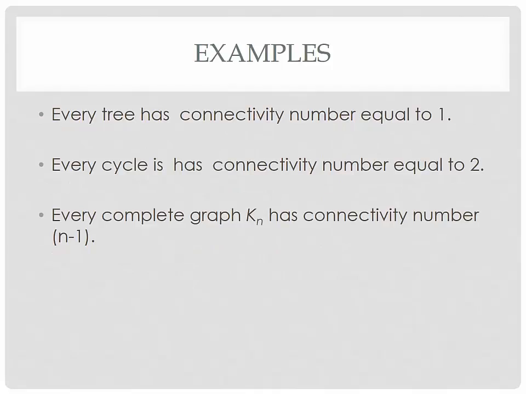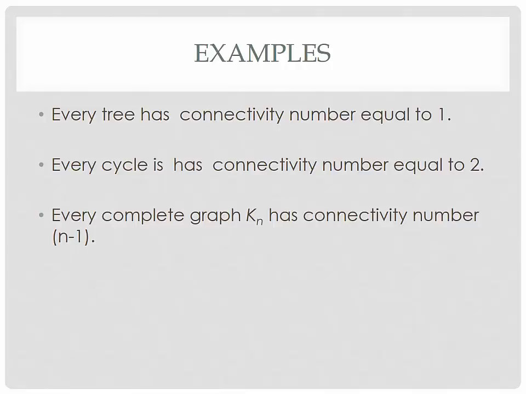A tree has connectivity number 1. If you draw a tree and you remove any of the nodes on the periphery of degree 1, they do not disconnect the tree. However, any other node will disconnect the tree, and therefore there exists a set of cardinality 1 that will disconnect the graph. So the connectivity number is 1.